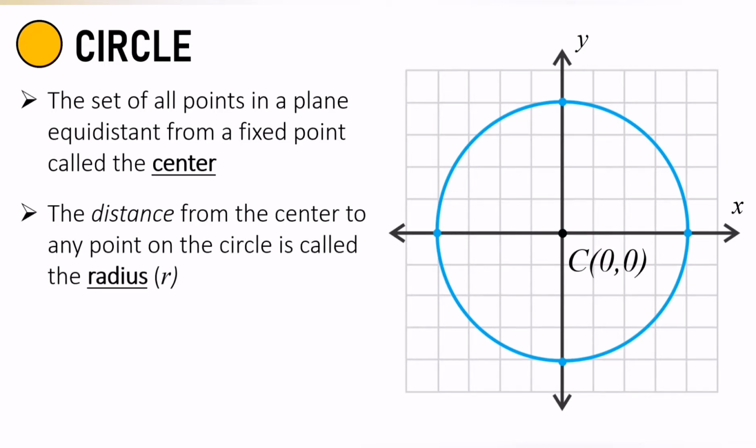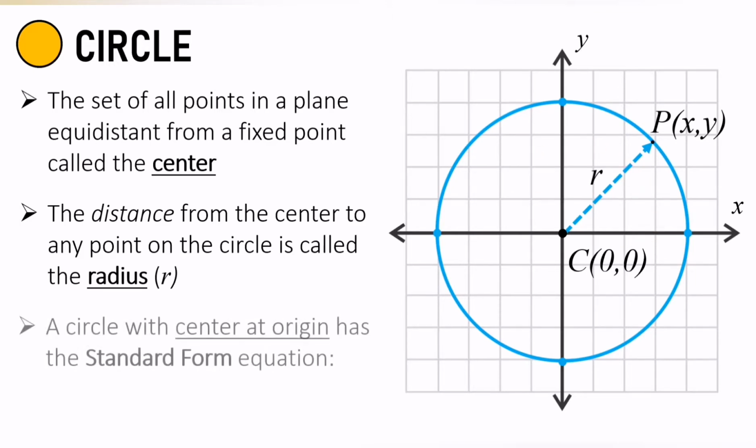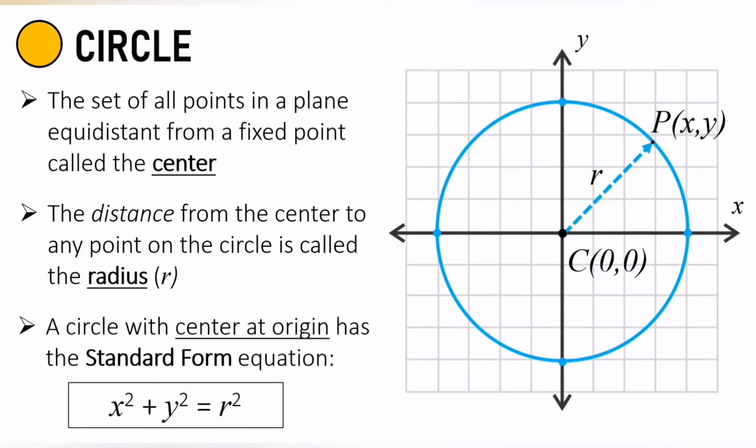The distance from the center to any point in the circle is what we call the radius. So from here up to here is what we call our radius. A circle with center at the origin has the standard form of equation x squared plus y squared equals r squared.